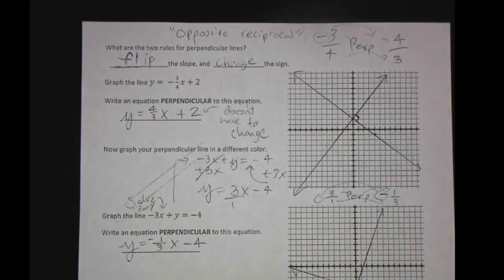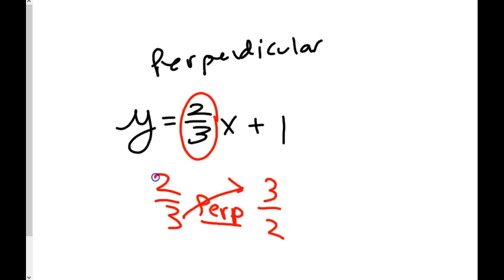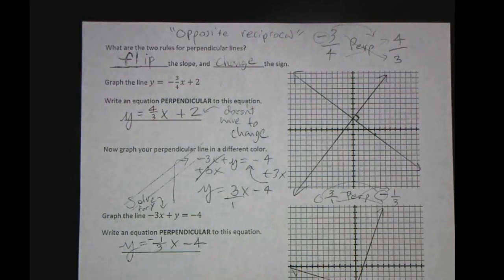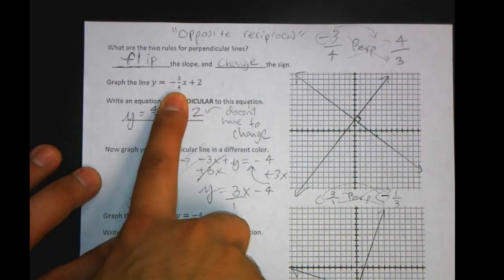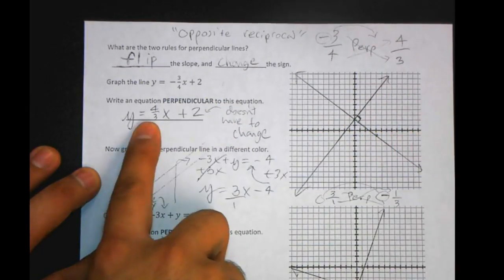So on our notes, it says that we flip the slope and change the sign. So on this example, if I flip 2 over 3, what do I get? So the perpendicular, 3 over 2, right? I flipped it over. And then this one's positive, so what should this one be? Negative. Negative 3 over 2 is a perpendicular slope. So look at this. If this says negative 3 over 4, what's perpendicular for negative 3 over 4? Positive 4 over 3. So that's why I wrote right here, positive 4 over 3x.